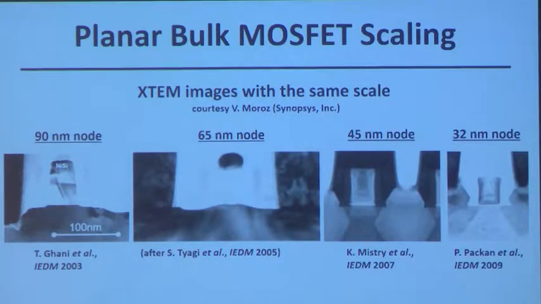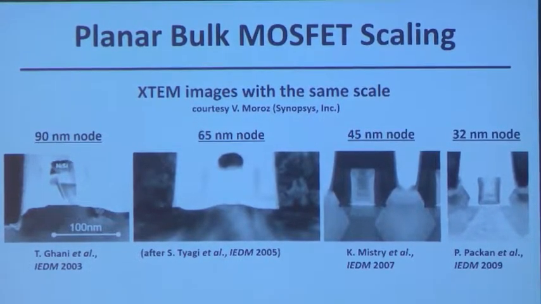What's interesting to see here is that these images are shown on the same scale. So you can see that the gate length, the separation between the source and drain regions, which corresponds to the width of this gate electrode, hadn't really shrunk over many generations.